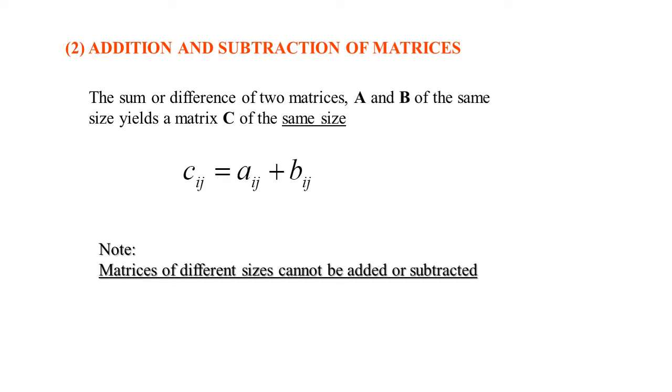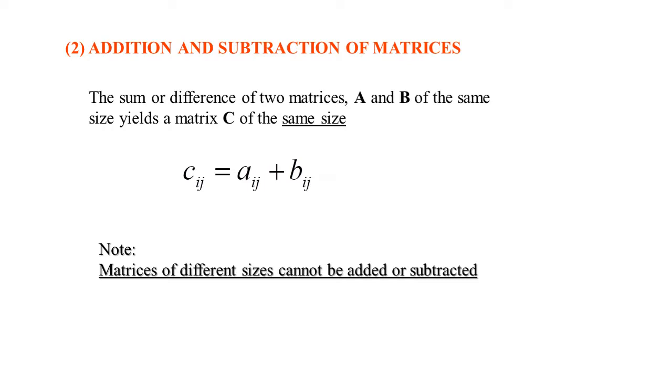The second topic we are going to see is the addition and subtraction of matrices. Addition means plus, subtraction means minus. Just like numbers, we can add and subtract two matrices. The sum or difference of two matrices A and B of the same size yields a matrix C of the same size. Cij equals Aij plus Bij. Note, matrices of different sizes cannot be added or subtracted.